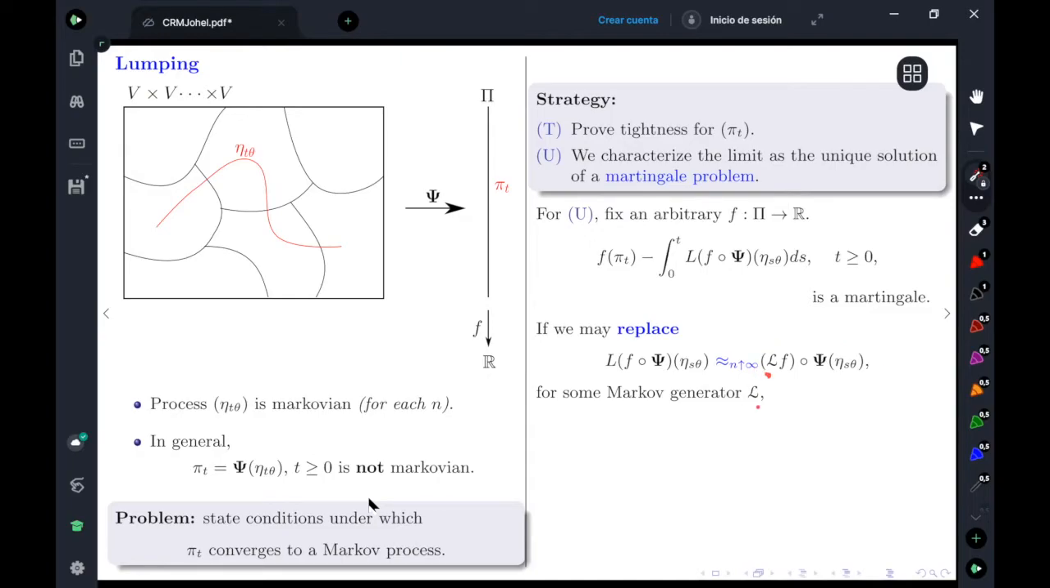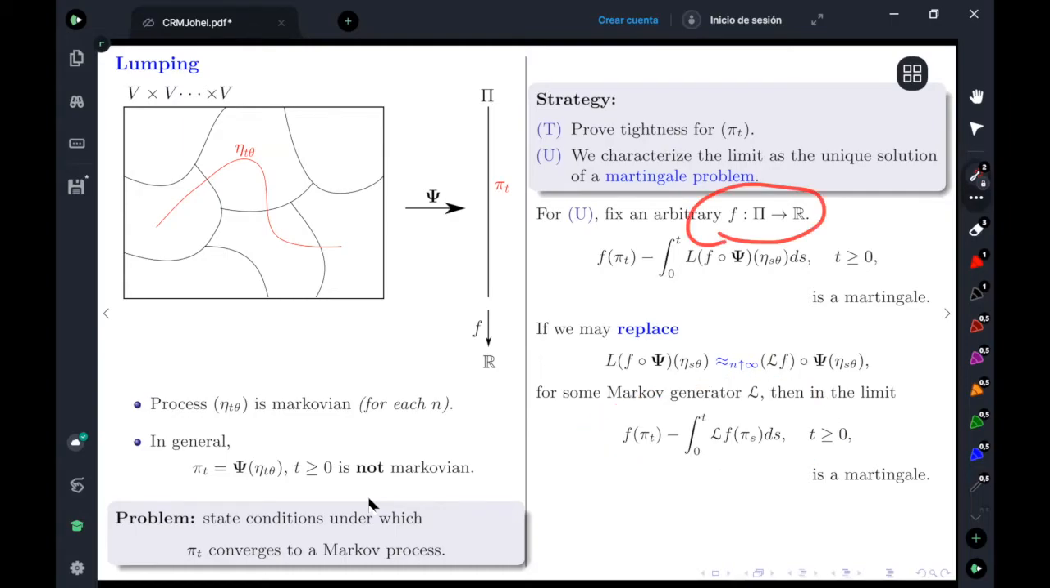So when I say that we may replace this expression by this other expression, I mean that in some way the difference between these two expressions vanishes as n goes to infinity. This is not very precise, but this is what you have to perform. And if we can perform this replacement, then in that line we will be able to write this expression. Here, the projection of the Markov process eta is precisely our martingale, since this is a martingale.